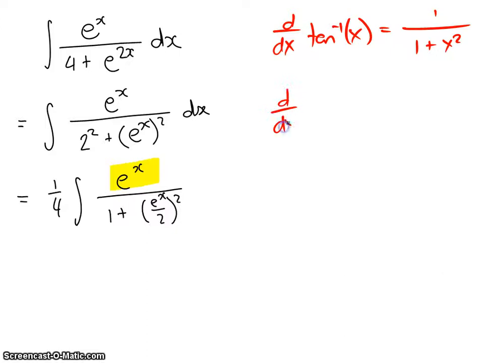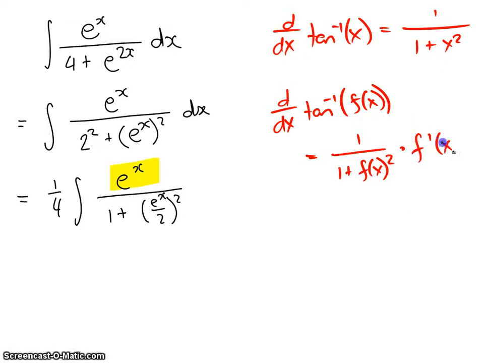Well, what would happen if we differentiated tan inverse of some function of x? What would happen? Well, obviously you'd still get your 1 over 1 plus f of x squared, right? But then the chain rule kicks in, and then we get f prime of x being multiplied to that. So you end up with f prime of x over 1 plus f of x squared.